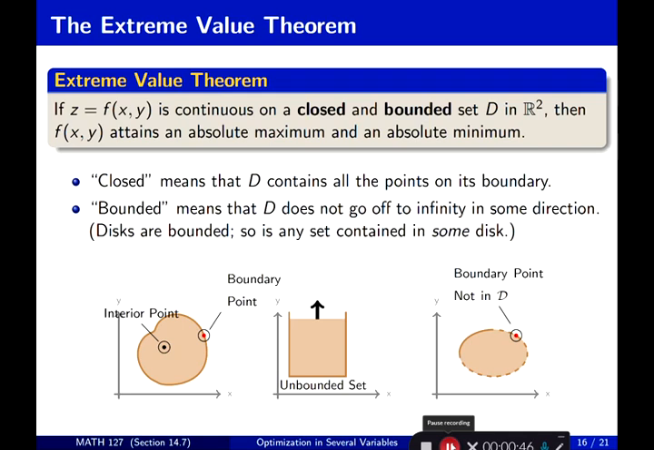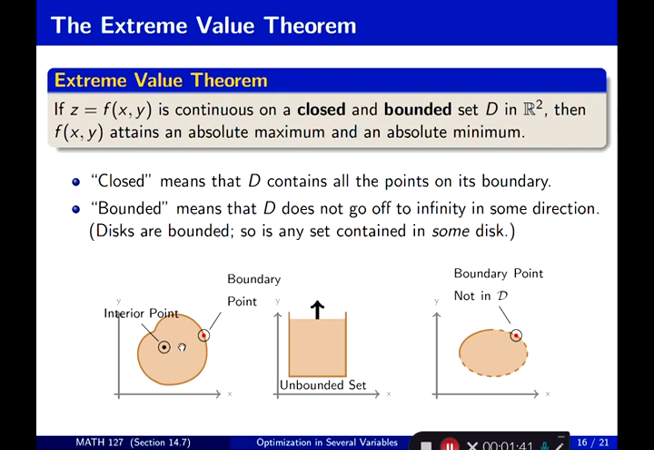The analogue of this extreme value theorem in calculus of one variable gave us the closed bounded interval method. Here, obviously, it gives you a closed and bounded set in R2 method. What does closed mean? That D contains all the points on its boundary. Bounded means that D does not go off to infinity in some direction. So look at the shape on the left. You can see that all the points in the boundary are included. There's no dashed line. The one on the right has points in the boundary that are not included.